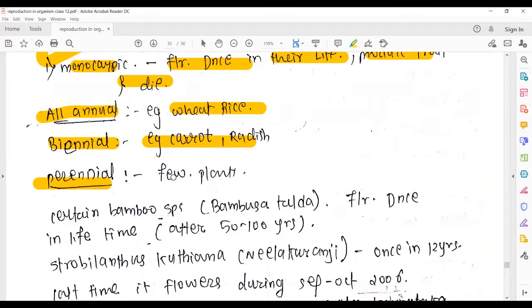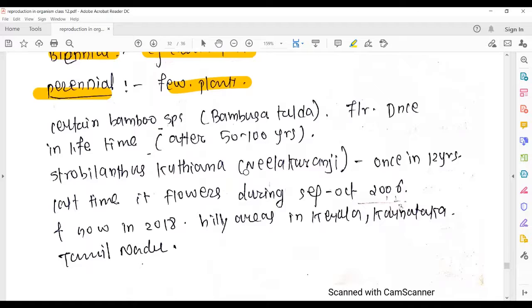Among perennial plants, a few can come under monocarpic, such as certain bamboo species. What is the scientific name of the bamboo species? It's Bambusa tulda. Bambusa tulda flowers only once in its lifetime, after every 50 to 100 years.